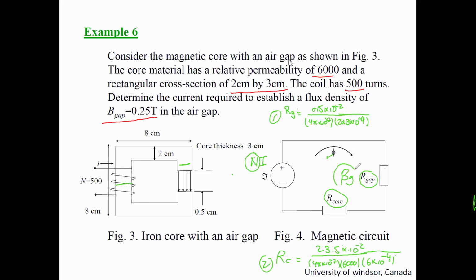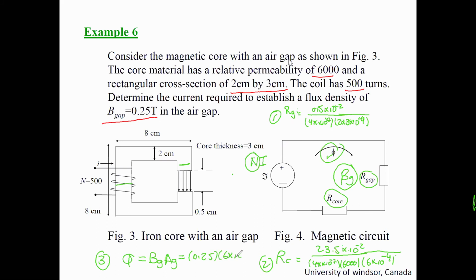So what to do? Can we find the flux? Yes, and this is step number 3. Flux will be the density at the air gap multiplied by the area at the air gap. Density is given, it's 0.25, multiplied by the area, which is 6 times 10 to the power minus 4. Clear?